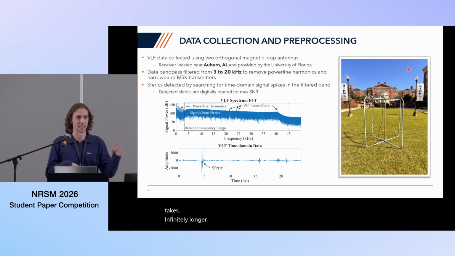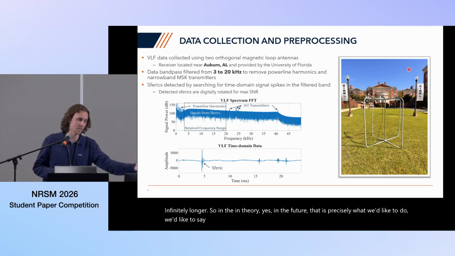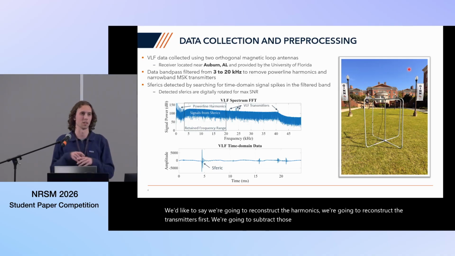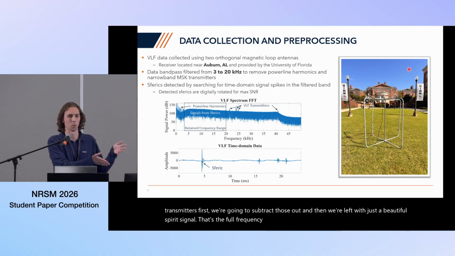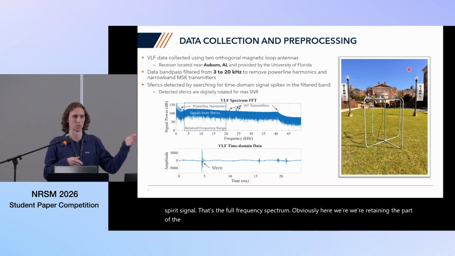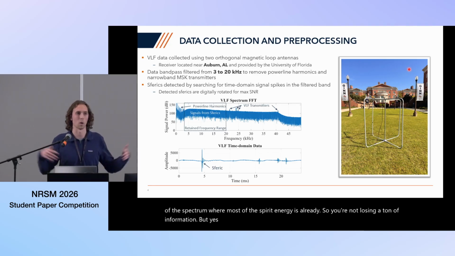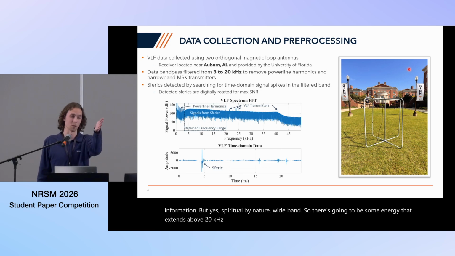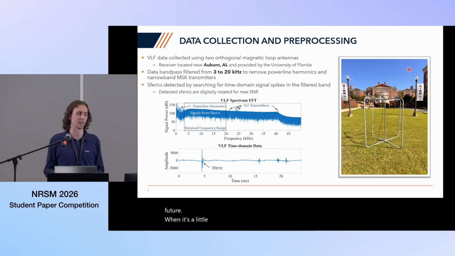So in theory, yes, in the future, that is precisely what we'd like to do. We'd like to say, we're going to reconstruct the harmonics, we're going to reconstruct the transmitters first, we're going to subtract those out, and then we're left with just a beautiful spheric signal. That's the full frequency spectrum. Obviously here, we're retaining the part of the spectrum where most of the spheric energy already is, so you're not losing a ton of information, but yes, spherics are by nature wideband. So there's going to be some energy that extends above 20 kilohertz. So that is a superb question. That is exactly what we'd like to do in the future when it's a little bit quicker and we don't have to wait weeks to process one day of data.